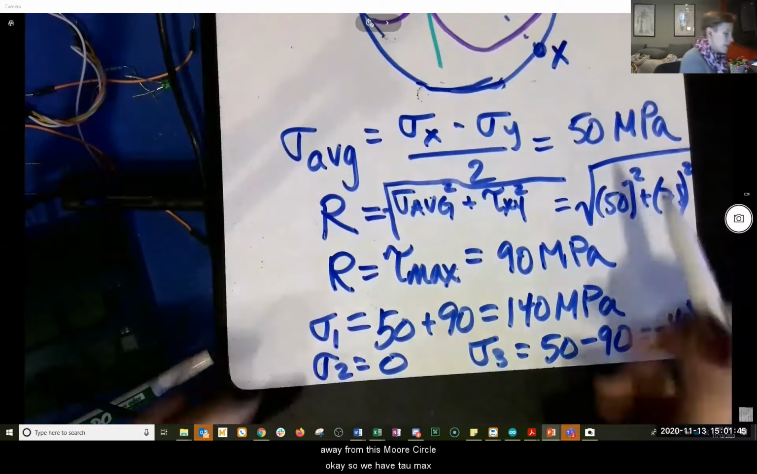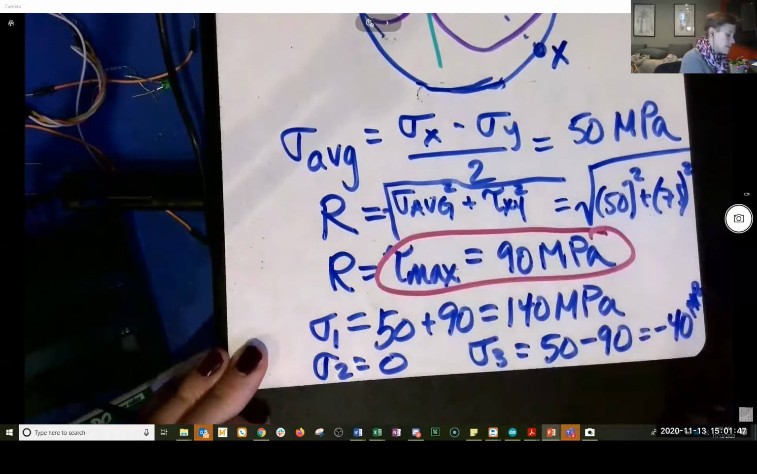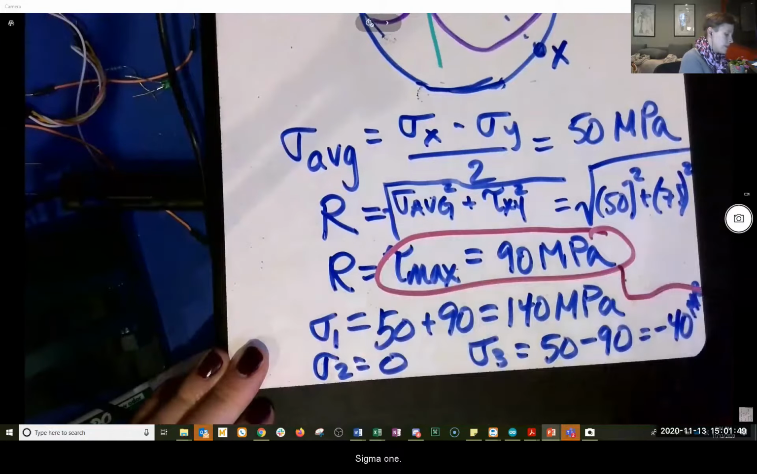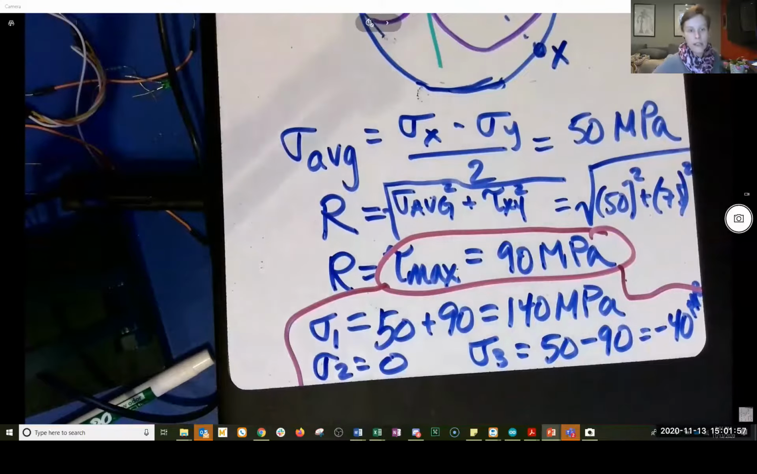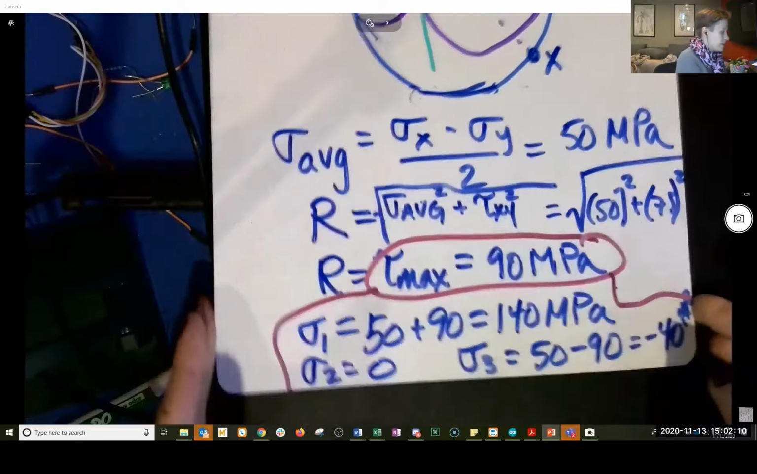So we have tau max, we have sigma 1, sigma 2, and sigma 3. So that was the whole goal here. Did I lose anyone? The goal was to get my principal stresses and my maximum shear stress. If I lost you, let me pull you along now. Okay, on we go, onward and onward.